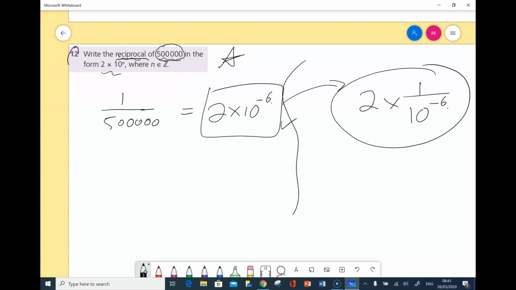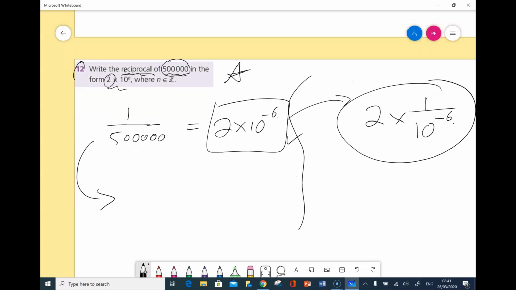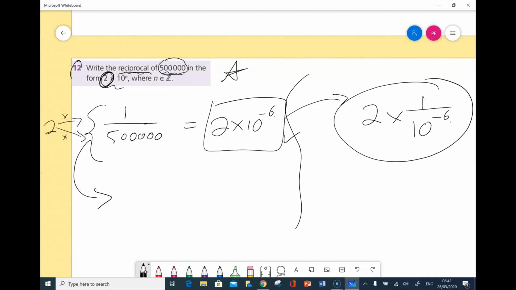It's quite tricky to do that by hand, but the fact that I know I need a 2, if I was doing it by hand, I'd re-express it. So I need 500,000, which means I need to get a 2 somehow. So what I'll do is I'll change this into an equivalent fraction. I'm going to change the top to 2 by multiplying it by 2. But if I multiply the top by 2, I have to multiply the bottom by 2 to keep the fraction equivalent. So multiplying the top by 2, I get 2, and the bottom by 2, I get 1,000,000.